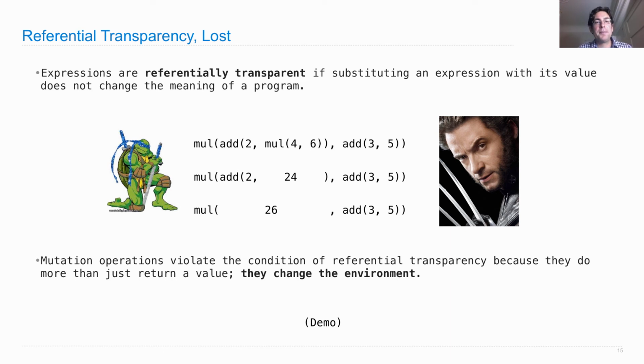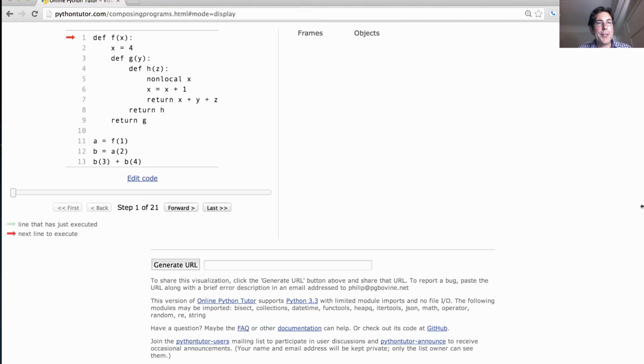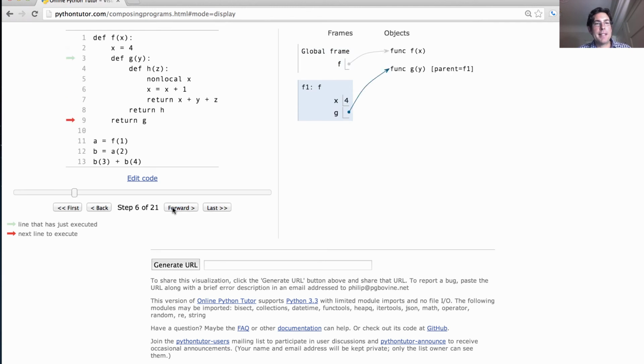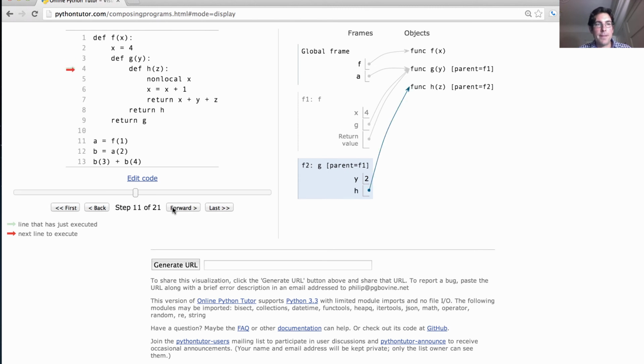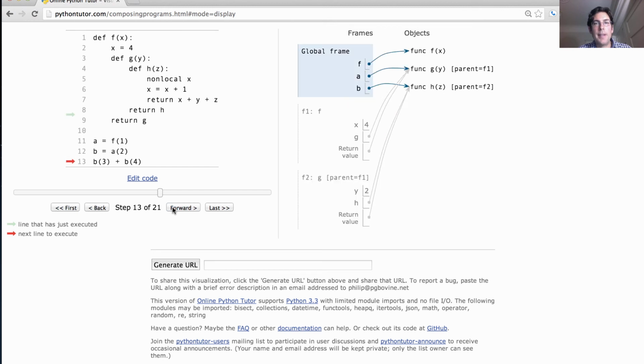Okay, let's look at one more example. This is one where you should try to think through what happens yourself. So I'll show you the beginning of the environment diagram. We have a higher order function f, we call it on 1, which binds x to 4, and then defines g and returns that. And then we call g, which defines h and returns that. So now we have functions a and b with two different parents, and what we're going to evaluate is b(3) plus b(4). So think about it before going on in the video.